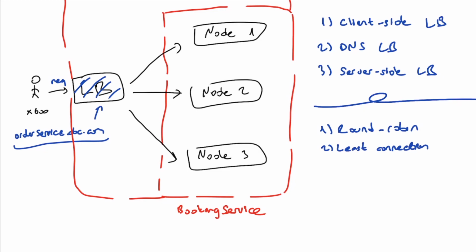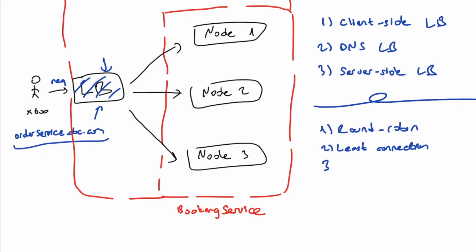Another one is least connection. As I said, with server-side load balancing, this load balancer has a connection to all these nodes, is talking to all of them, and is aware of their health and everything. It also knows how many connections each node has. So let's say this is serving 5 users, this is serving 10, and this is serving only 1. When a new request comes in, the load balancer will say, okay, this has the least connections, and I should send this request to that, basically node 3 here.